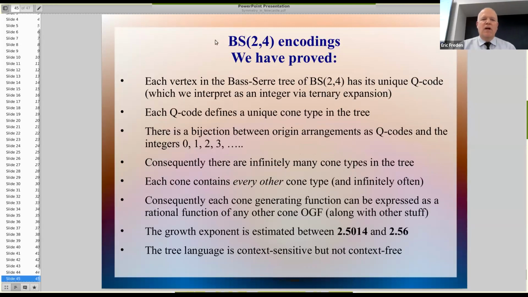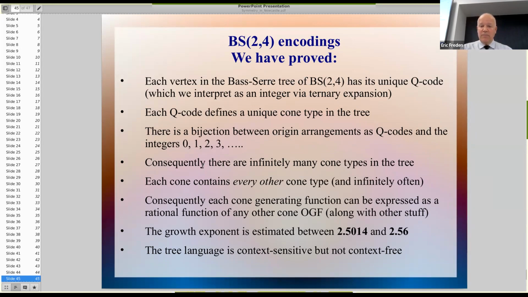So here's what we proved so far. Every vertex in the Bassett tree has a unique Q code, which we can write as a ternary expansion or as an integer. Each Q code defines a unique thumb type in the tree. So there's a bijection between words, Q codes and integers.